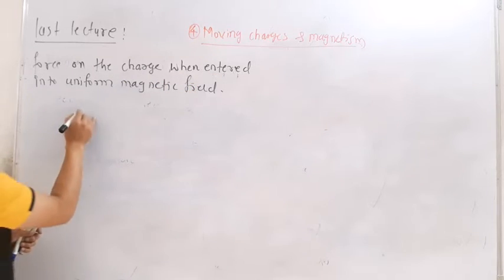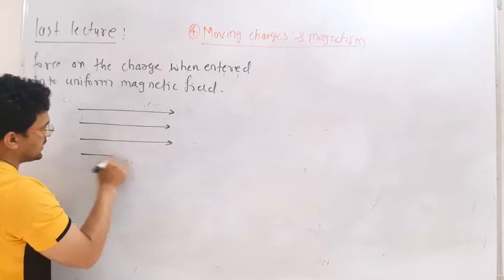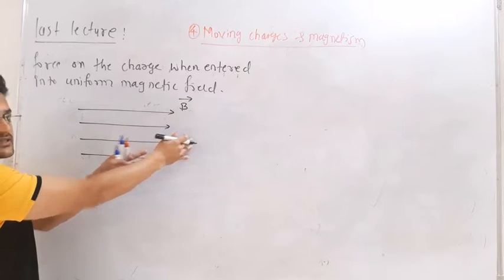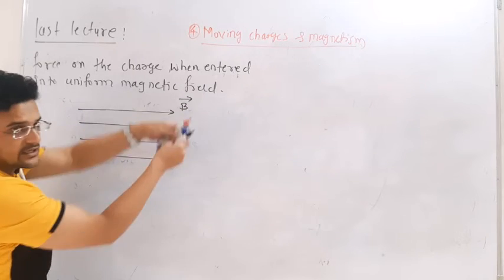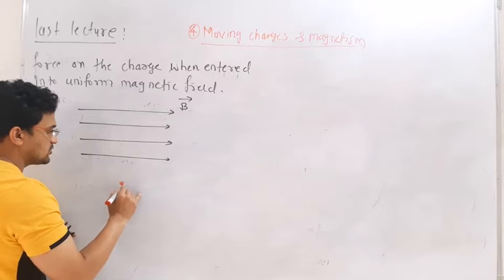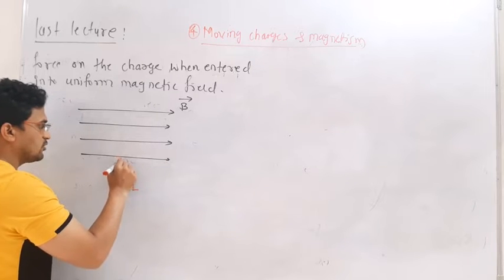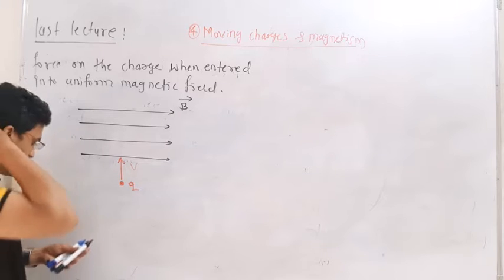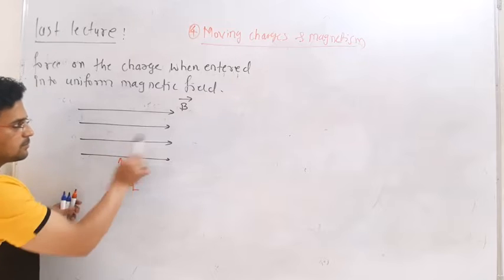Suppose this is the representation, and these are the magnetic field lines, starting from this side to this side. So all are moving in this direction. Now suppose this is the charged particle Q, and it enters the magnetic field in this direction with velocity v. So here is one charged particle, entering this magnetic field with velocity v.